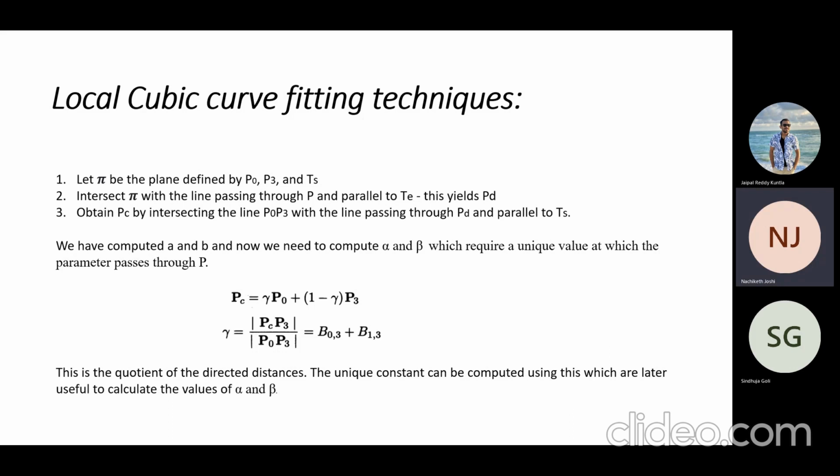We have computed A and B, and now we need to compute alpha and beta, which require a unique value at which the parameter passes through P. PC is equal to gamma P0 plus 1 minus gamma P3, where gamma is equal to PC P3 by P0 P3, which is equal to B03 plus B13. This is a quotient of directed distances. The unique constant can be computed using this, which is later useful to calculate the values of alpha and beta.